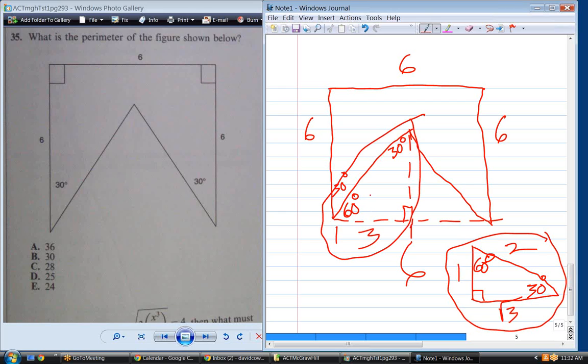So for me to solve for the hypotenuse of that big triangle, I need to figure out what the hypotenuse of the little triangle is. I need to figure out the similarity ratio, and then I need to multiply the hypotenuse of the little triangle by the similarity ratio. What was the similarity ratio? 3. So what's the hypotenuse of the big triangle? 6. Okay.